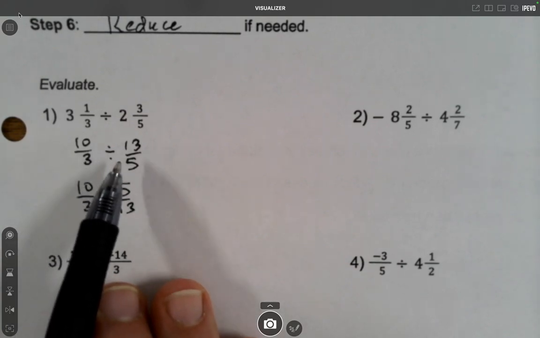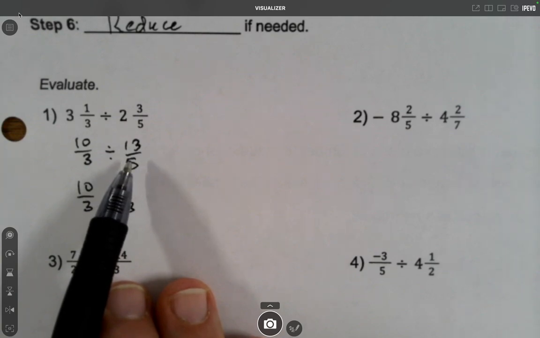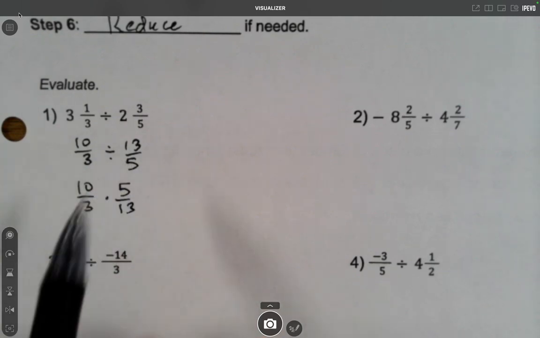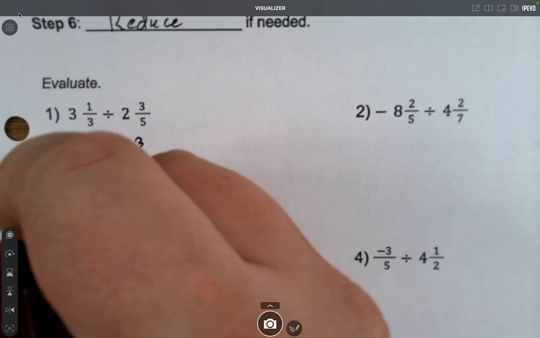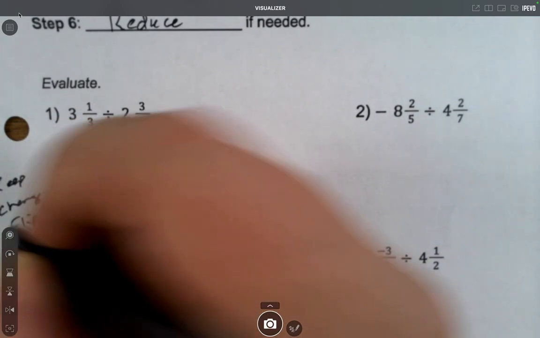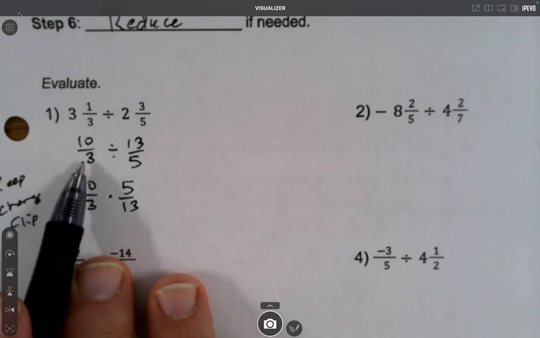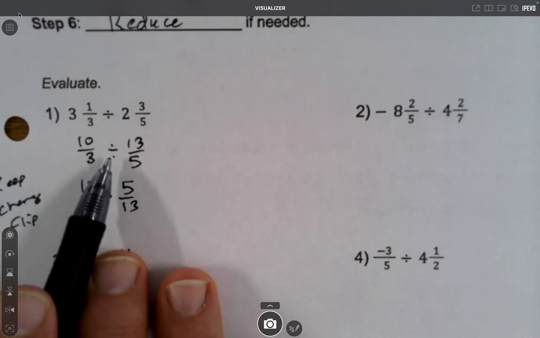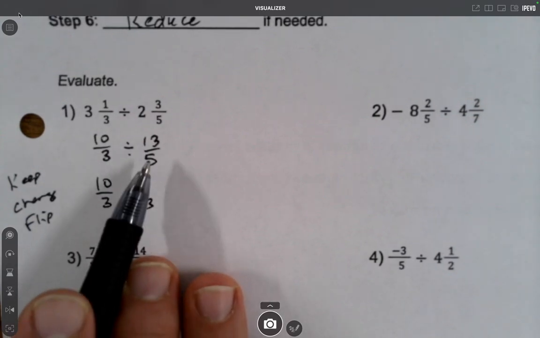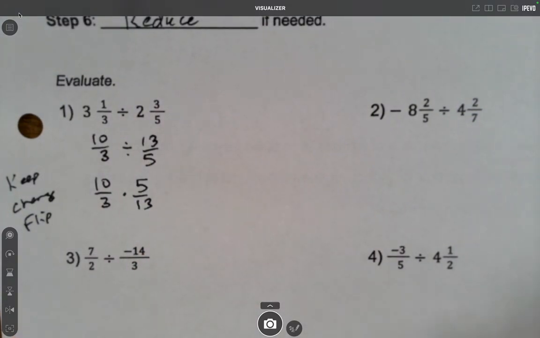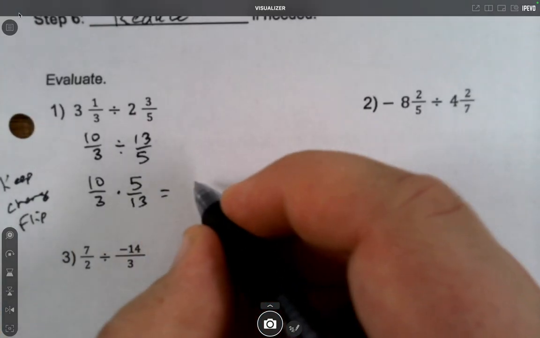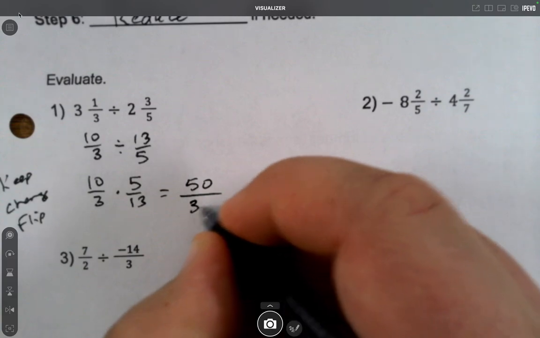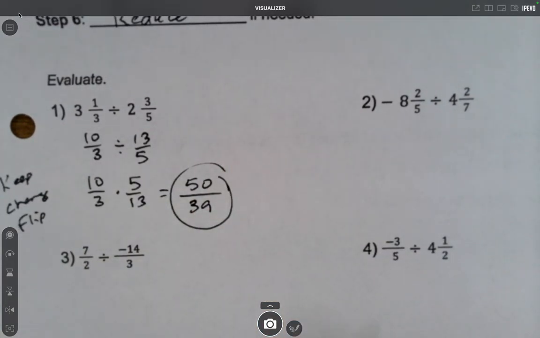Another way you can think of this if you want is keep, change, flip. Let me write it down before I say it wrong again. You can remember this as keep, change, flip. Because you keep the first fraction just the way it is, you change the division to multiplying, and you flip the second fraction. Anyway, let's look at the cross products. 3 and 5, nothing we can cancel out. Neither is there anything with 10 and 13, so we just multiply the top numbers and get 50, the bottom numbers and get 39, and we're done.